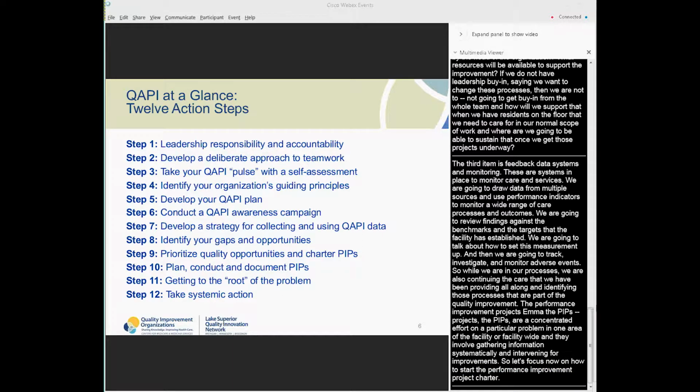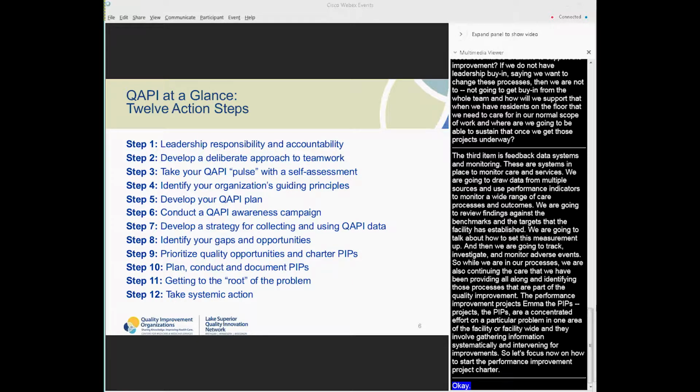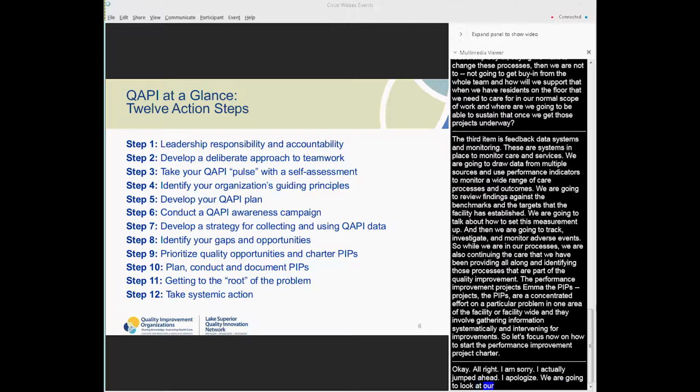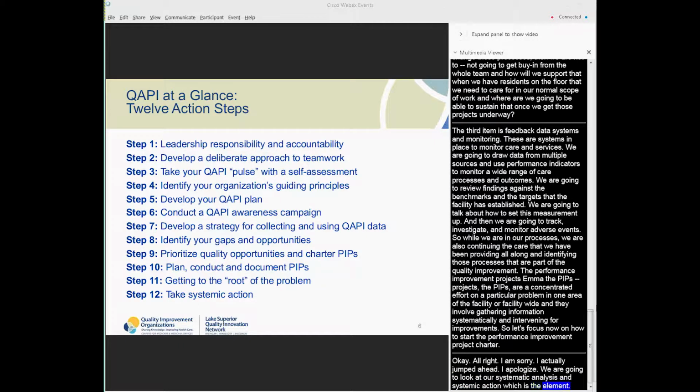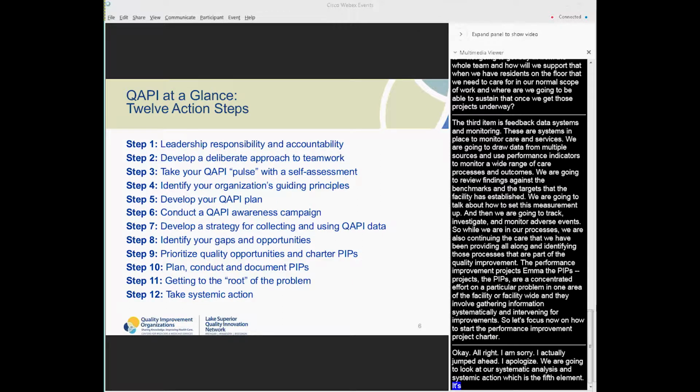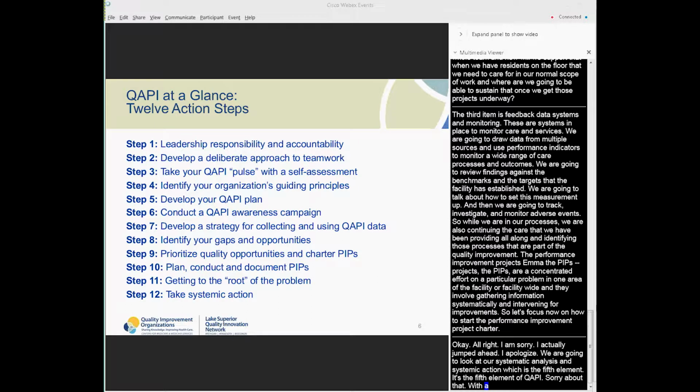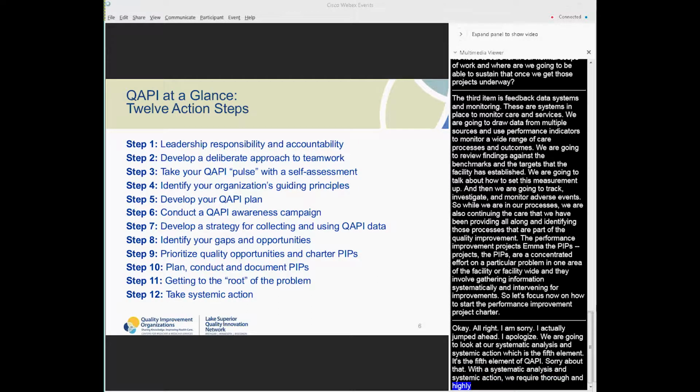All right. So I'm sorry, I actually jumped ahead. I apologize. We're going to look at our systematic analysis and systemic action, which is the 5th element of QAPI. Sorry about that. With the systematic analysis and systemic action, we require a thorough and highly organized, structured approach to determine whether and how identified problems may be caused or exacerbated, and then we will use a root cause analysis to understand those.